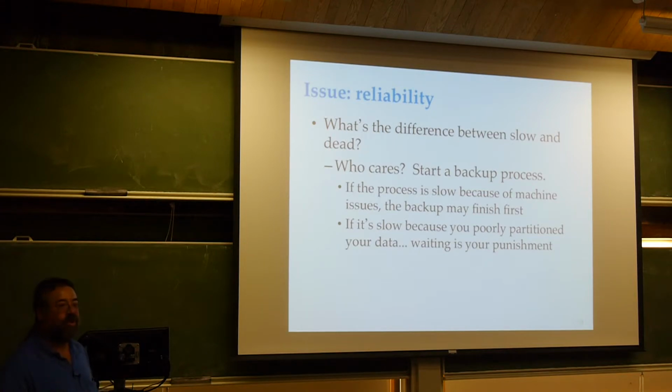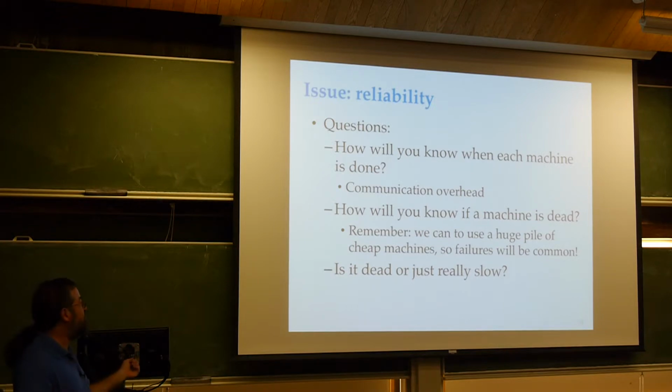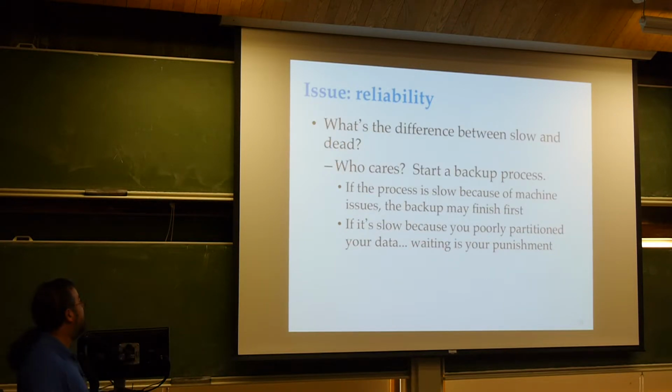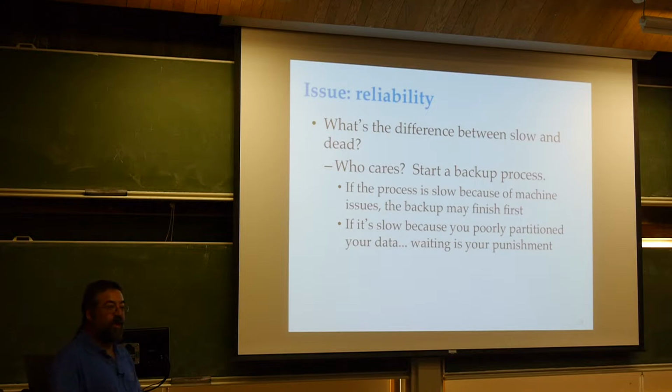In Hadoop, basically what happens is you don't rely on reports from the machines. You ping them to see how the progress is progressing. And when machines are slow, because we've got a big pile of cheap machines, we'll just start a backup process. If it turns out the machine is failing, then the backup might actually finish first, even though you waited a while and said, oh, that one looks slow, let's start something different.